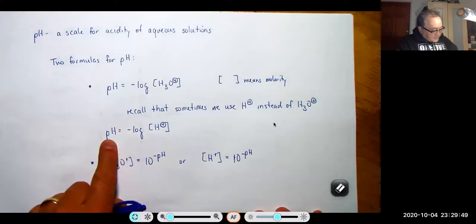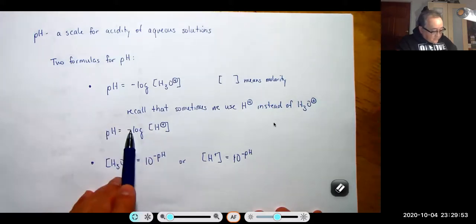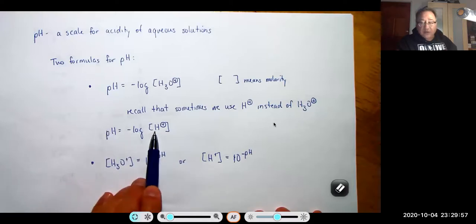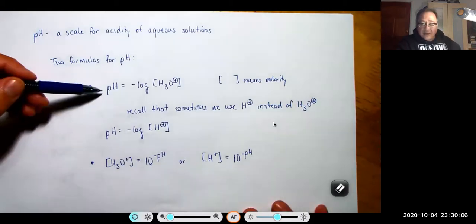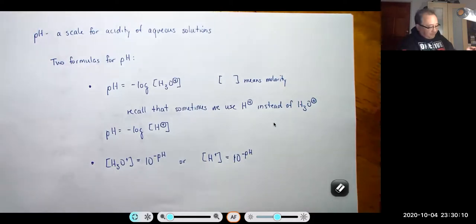This formula basically says 10 to the pH. Well, actually, if we take the negative over here, 10 to the negative pH is equal to the hydronium ion concentration. So here we go. So these are the same formulas, just with a different emphasis. The emphasis here is on calculating the pH. The emphasis here is on calculating the hydronium ion concentration.